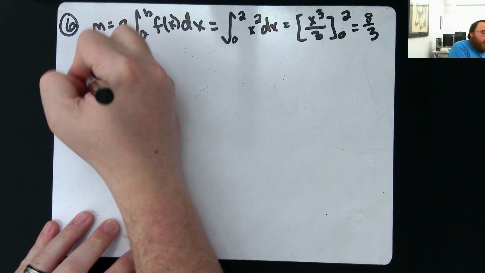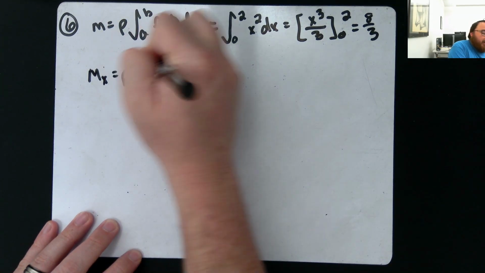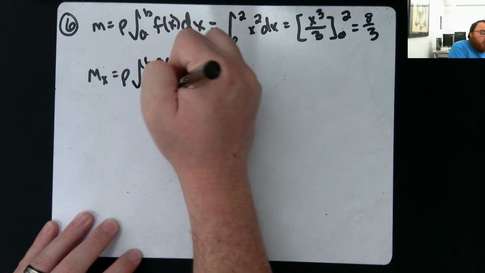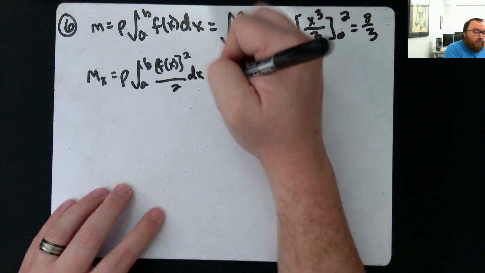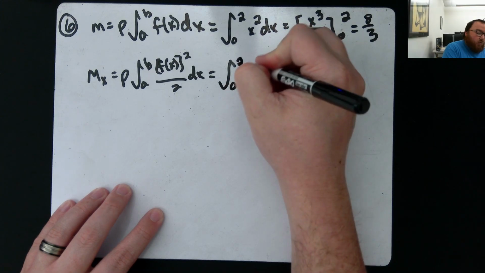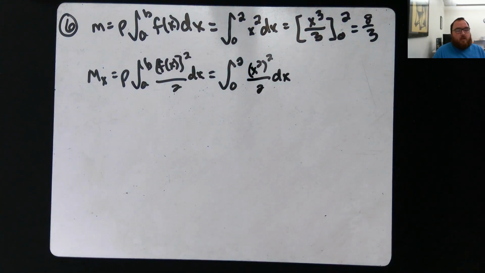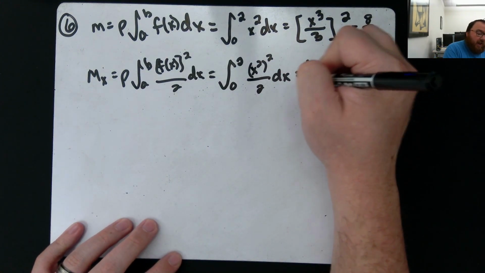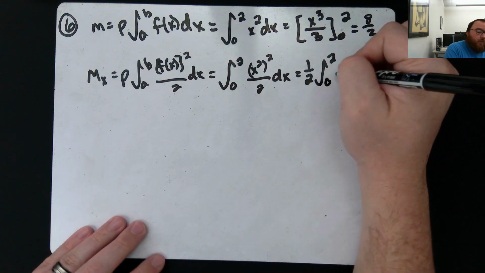Now let's do the moment about x. Remember, that's rho integral a to b. The function squared divided by 2 dx. Rho is just 1. My bounds are still 0 to 2. So that's going to be x squared over 2 dx. The over 2, remember, we can pull it out as 1/2. So 1/2 integral from 0 to 2. X squared squared is x to the 4th.